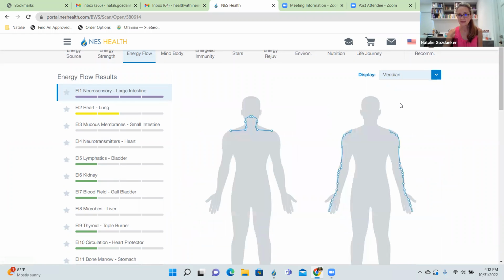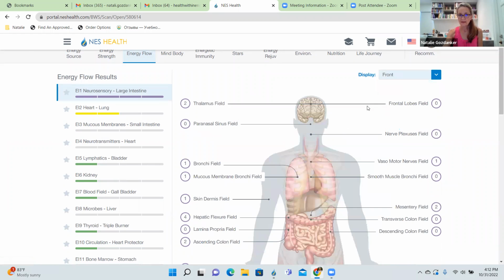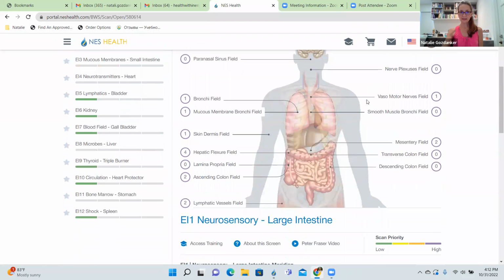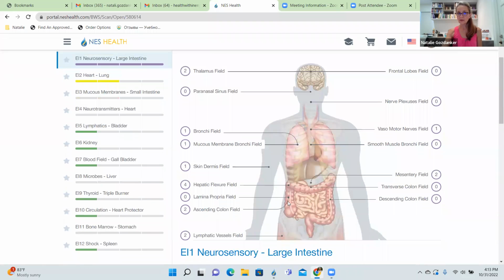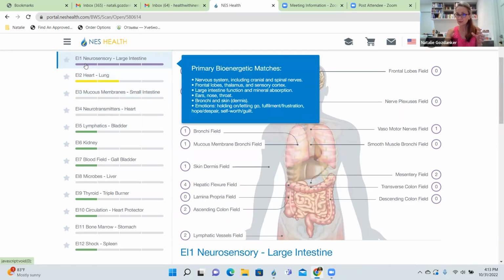It also gives us the meridian. This is the large intestine meridian. So let's look at the front of the body again. In this particular case, I can see that there is a blockage of information in this hepatic flexure field. Also the mesentery field, it's a number 2 priority. Also the ascending colon field, there is some distortion of information. Lymphatic vessels field. All this needs to be corrected, and this correct information is carried in this energetic corrector, which is called EI1 infoceutical.